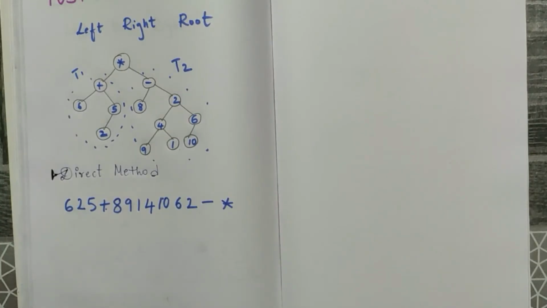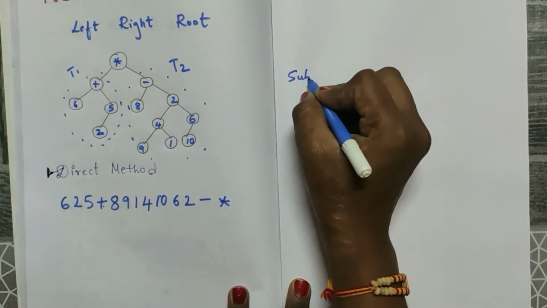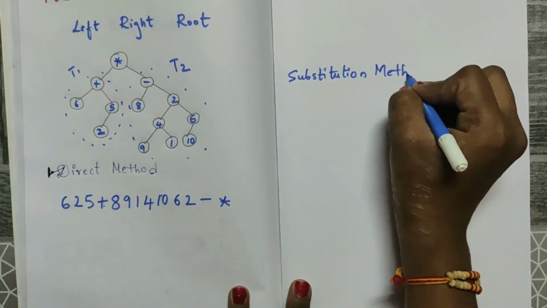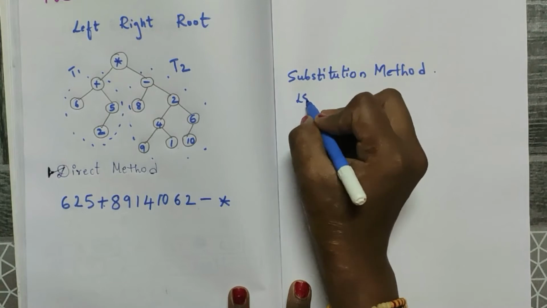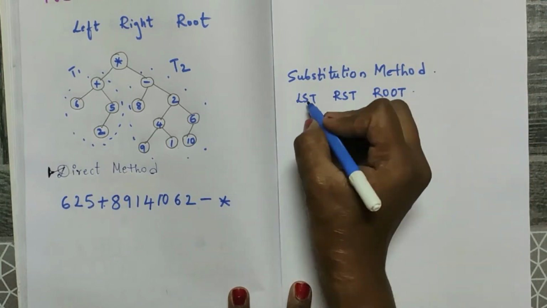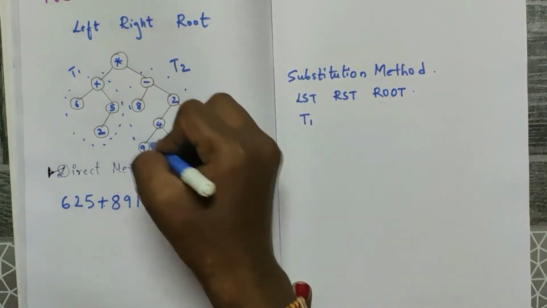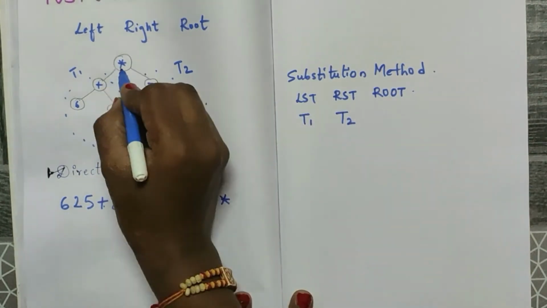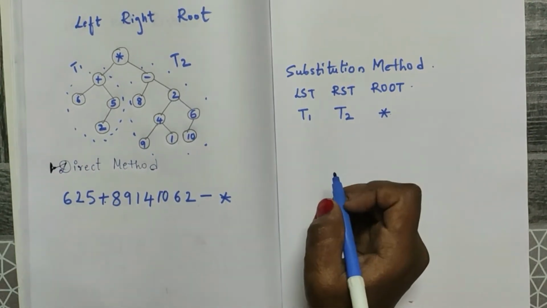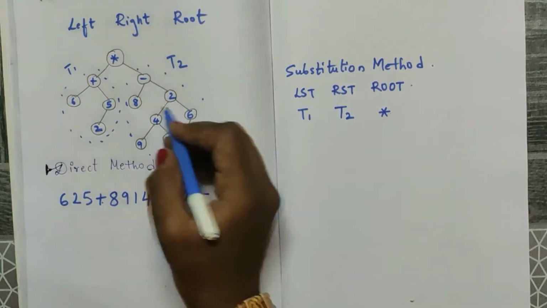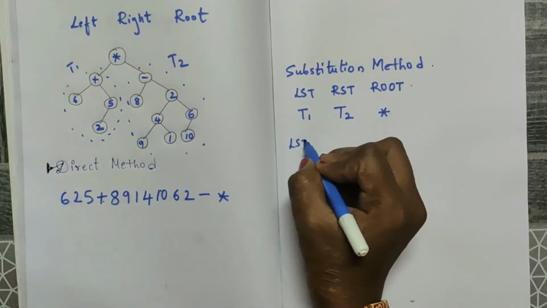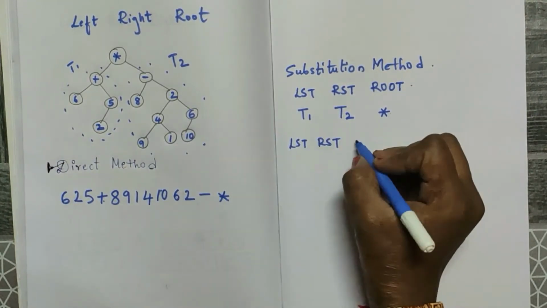Now let us solve this in the substitution method. As the structure says, that is left, then right and then the root. So my left side is T1, right is T2 and the root, I'll be taking this root over here. So let us start the process. First is T1. If I look into this structure T1, it has left, right and the root. So left subtree, right subtree, root, I'll be writing it.